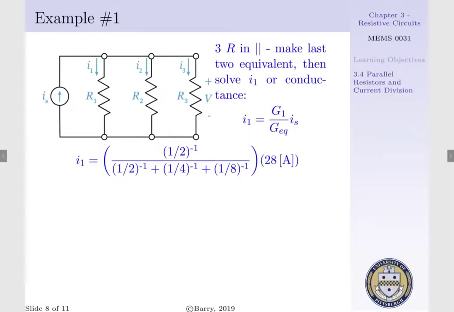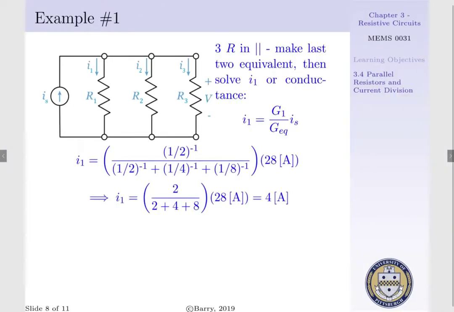Doing such, I1 would be equal to our conductance G1, which is 1/2 ohms to the minus 1, per our equivalent conductance, 1/2 ohms to minus 1 plus 1/4 ohm to minus 1 plus 1/8 ohm to minus 1 times our source current. That is, I1 is equal to G1 per G2 plus G3 plus G1 itself, or 2 Siemens per the quantity 2 plus 4 plus 8 Siemens, or 2 per 14 times 28 amps. Therefore, I1 is equal to 4.